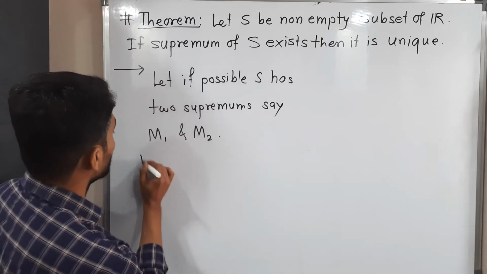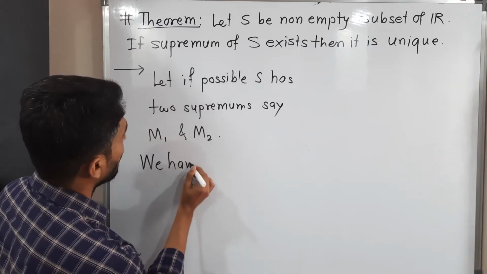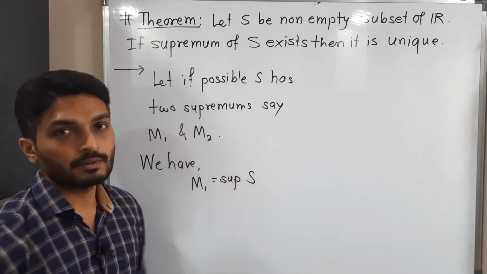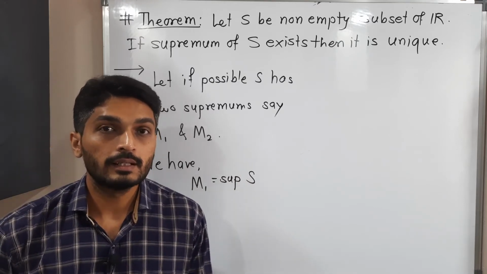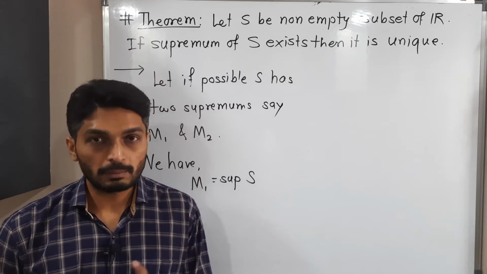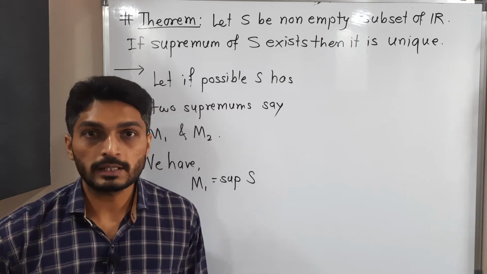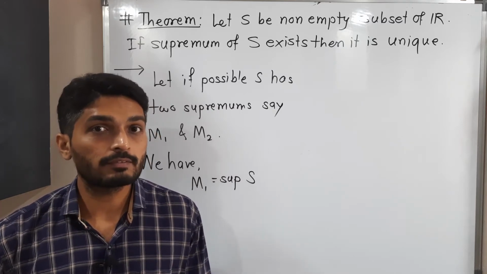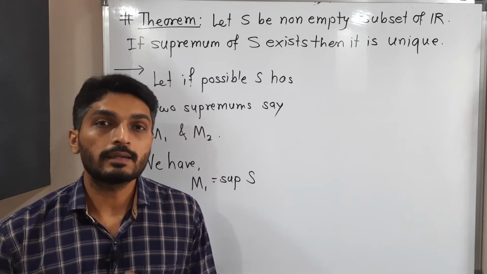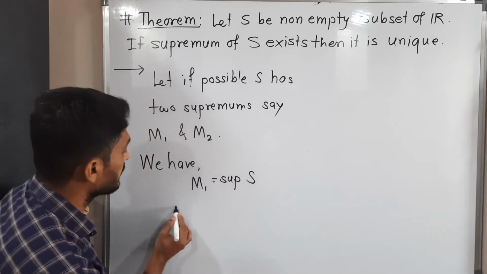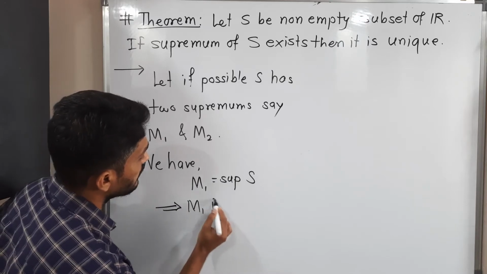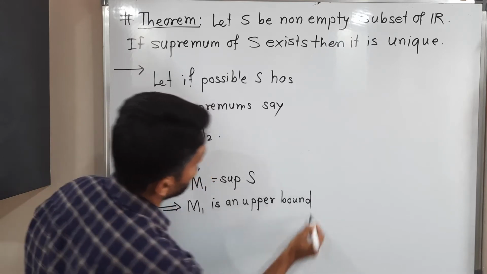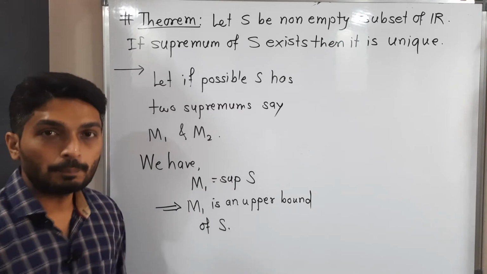So let us consider what we have. We have M1 is equal to the supremum of S, or we can also call it the least upper bound. You remember its definition, that M1 should satisfy two conditions, then we declare it as a supremum or least upper bound. Out of that, the first condition is upper bound. M1 is a supremum, that means 100% it is an upper bound of S.